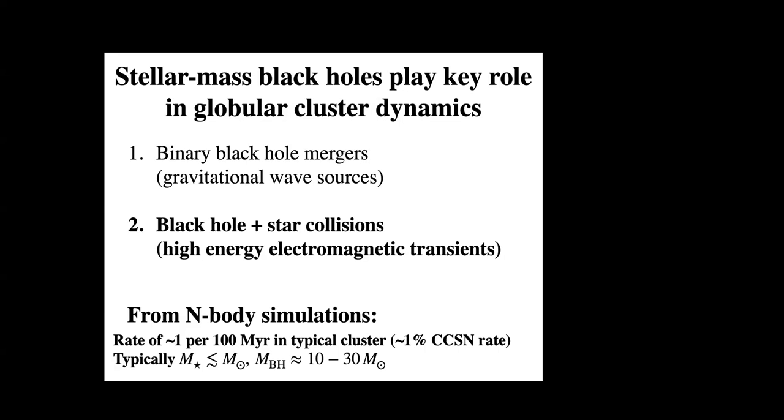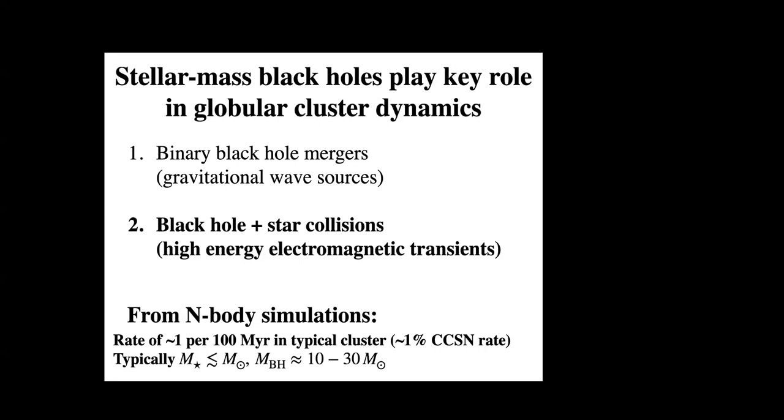Collectively, in the local universe population of globular clusters, this translates to a rate of roughly 1% of the core collapse supernova rate. So definitely lower than the core collapse supernova rate, but still definitely a high enough rate to potentially produce a large number of detectable transients. Just to give you a rough idea, the most typical black hole star collision that we expect will involve, again, a stellar mass black hole, 10 to 30 solar masses in size, and then a low mass star, solar mass or lower. The reason the stars are generally lower mass is because globular clusters spend most of their time as very old populations with low mass stars.